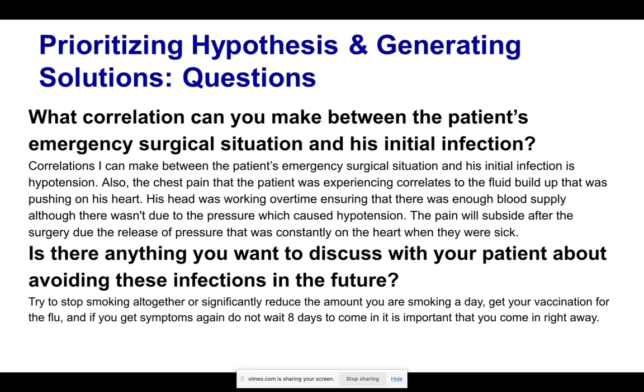Anything else we want to discuss with the patient about avoiding these infections in the future would be to try to stop smoking altogether or significantly reduce the amount you are smoking a day. Get your vaccination for the flu, and if you get symptoms again, do not wait 8 days to come in. It is important that you come in right away.